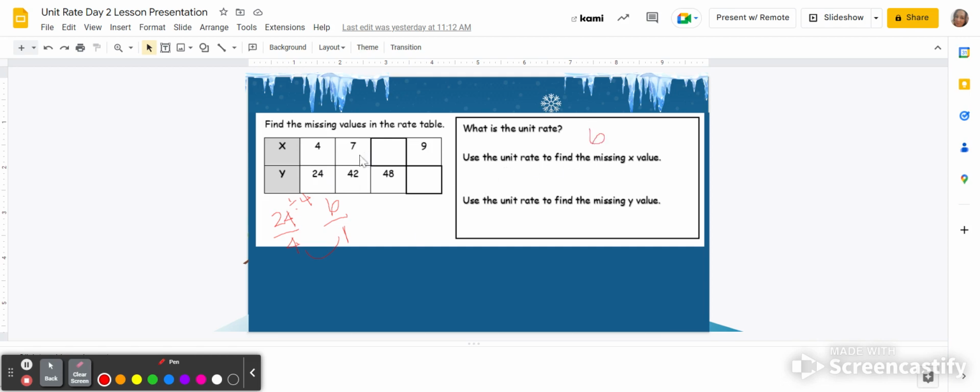So the missing x value would be 48 divided by 6, and 48 divided by 6 is 8. So my missing unit is 8. And then 9 times 6 is going to give me the missing value of y. That value is 54 because I just did 9 times 6 to get that. And I did 48 divided by 8 to get this one.